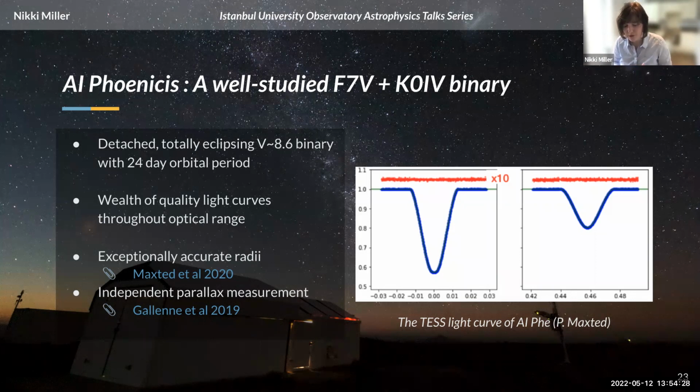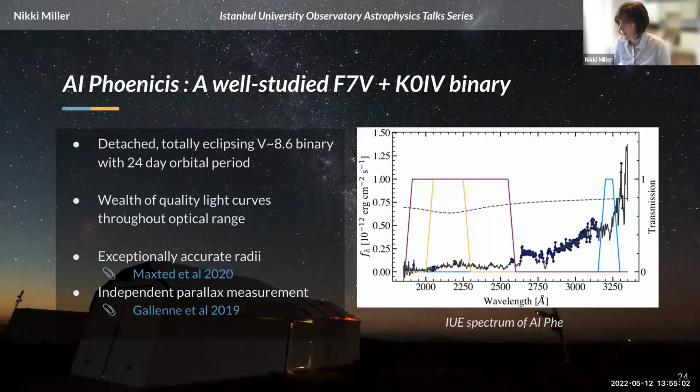AI FE has been the subject of a number of studies through the last 50+ years. So there's a huge wealth of quality light curves, all the way from the ultraviolet through to the infrared, which is pretty cool. The radii were measured by my supervisor Pierre Maxted in his paper, and these were measured to better than 0.2%. We also have an independent parallax measurement for this system, which is quite unusual, but it means that we have a much better understanding of this system.